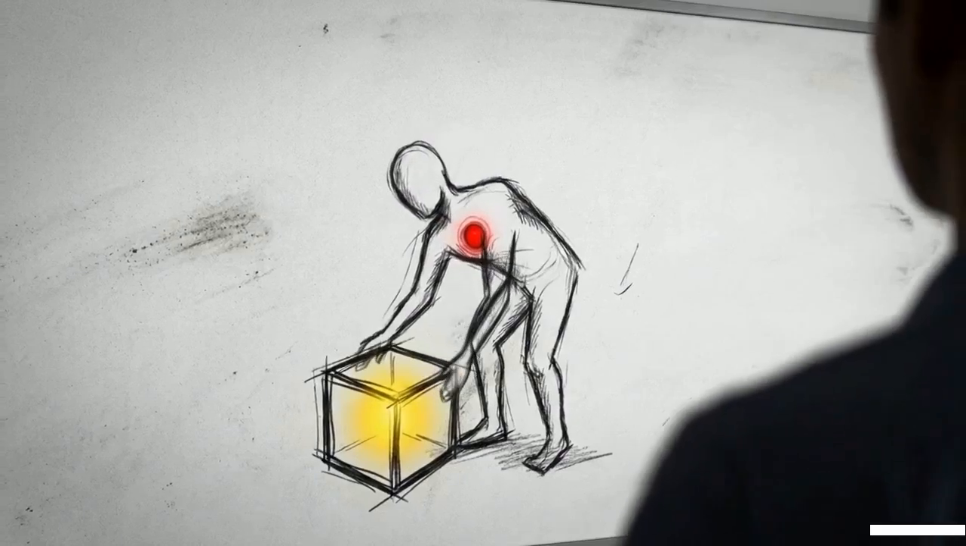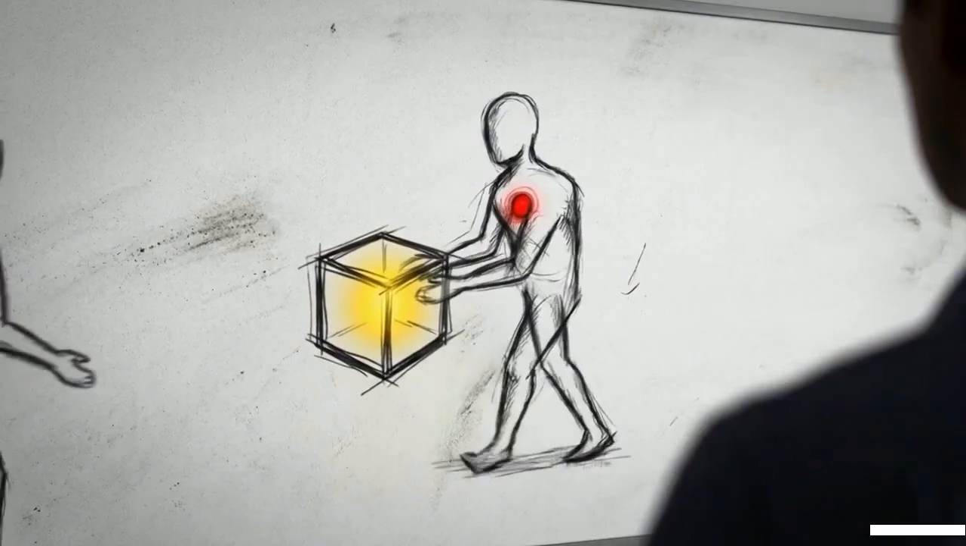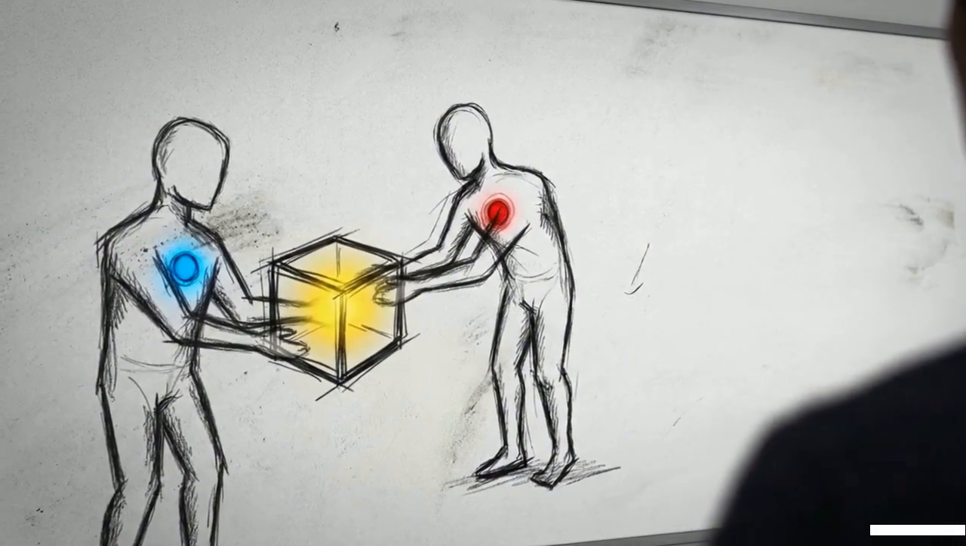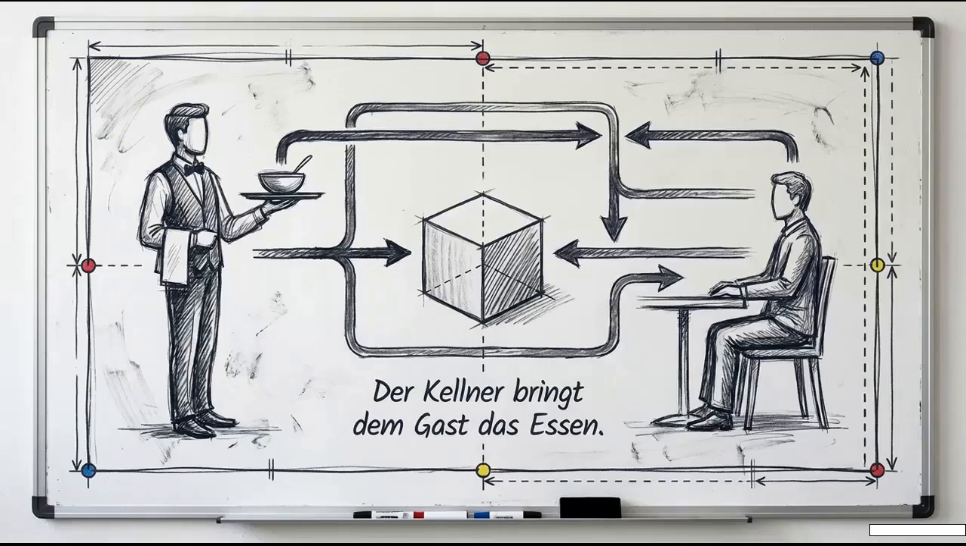Any language requires a mechanism to distinguish between three core components: the primary actor, the direct physical target, and the ultimate recipient. In German syntax, the primary mechanical engine used to mark this ultimate recipient or beneficiary is the dative case. We see this mechanic at work in a standard sentence. Der Kellner bringt dem Gast das Essen. The waiter brings the food to the guest.